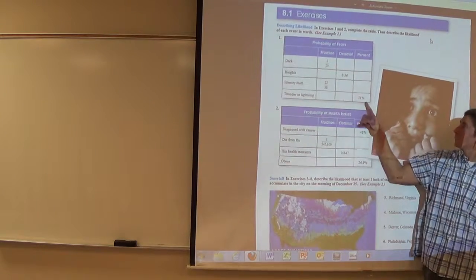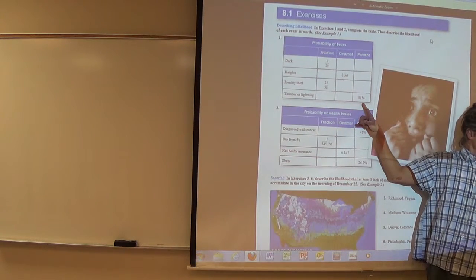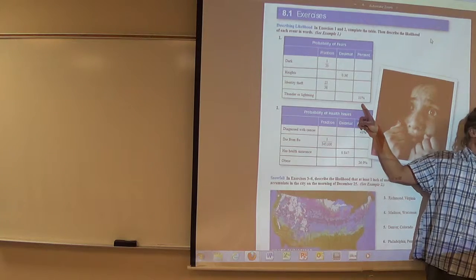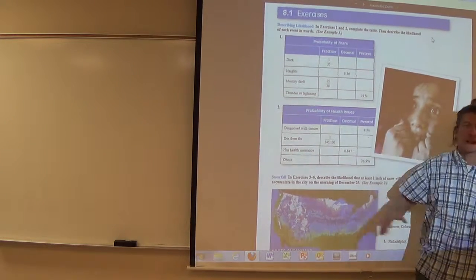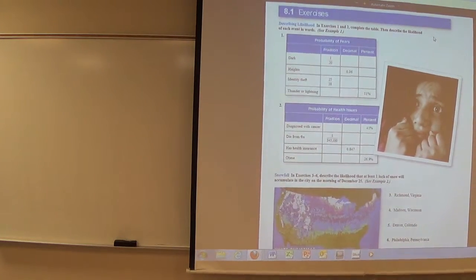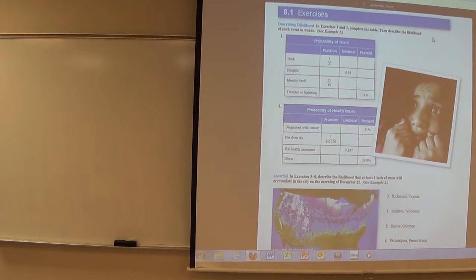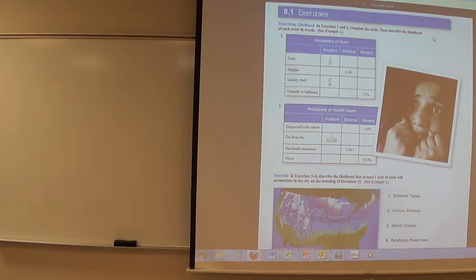Thunder or lightning? Fraction. 1 in 9. It's actually sort of 1 in 9. But yeah, 1 in 10, 1 in 9. Good. So I like the 1 in that, and all it means, on average, 1 in 9 people. On average, 25 out of 38 people. On average, 5% of people. That's all I'm looking at for it.